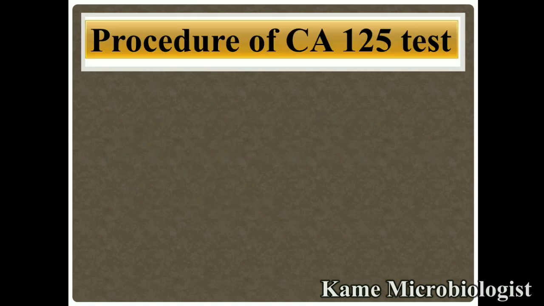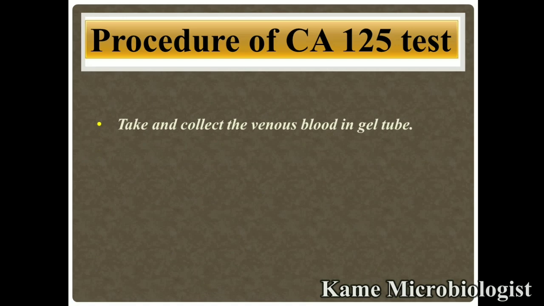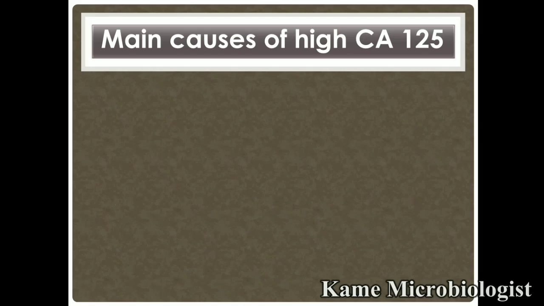Now let's see the procedure. The procedure is very simple. First of all, you have to take the blood and then centrifuge it to get the serum. Then you will run it on an advanced machine.